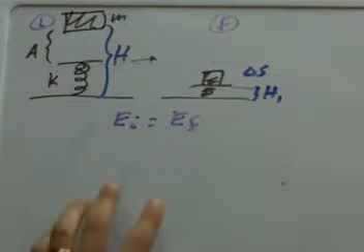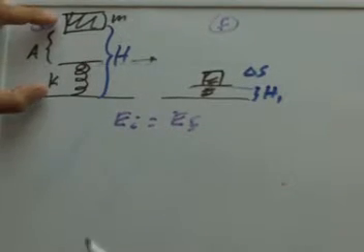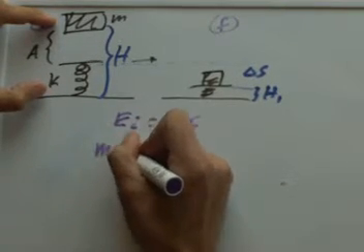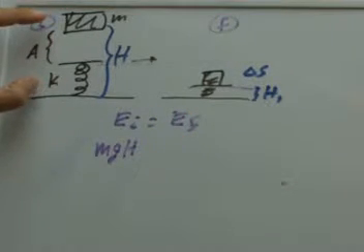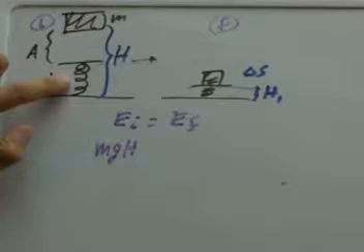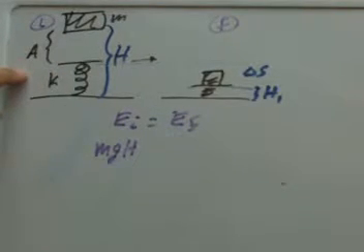So what we'll do now is fill in our conservation of energy equation and see what we can get out of this. The initial energy I see over here is this mass, the distance H above the ground. So I'll go ahead and put an mg times a capital H in here. That's the potential energy of the mass before it's released. There's no potential energy stored in the spring because it's sitting here at its equilibrium position. In fact, there's no other energies in the problem initially.